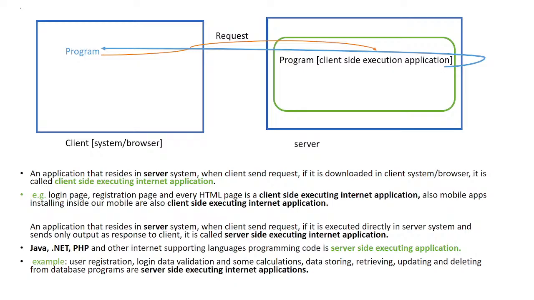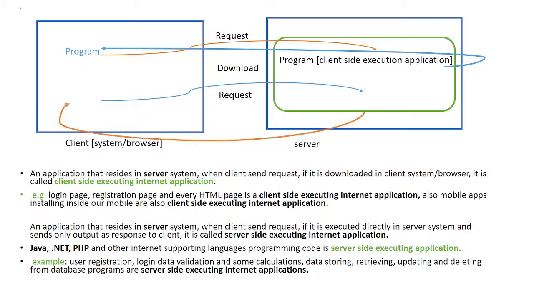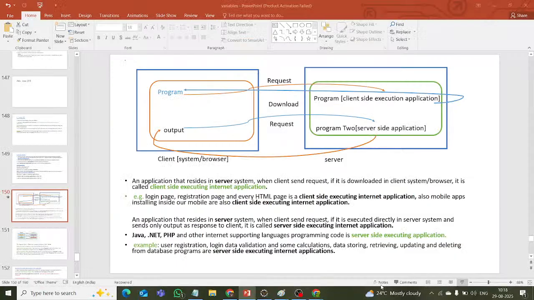And second thing, an application that resides inside the server system only. Second box, I am explaining second box. In an application that resides in the server system, when the client sends the request to the server, it will execute directly in the server system and it will send only the output as a response to the client. It is called server side internet application. Nothing but program. This is simple, like animation, nothing much.